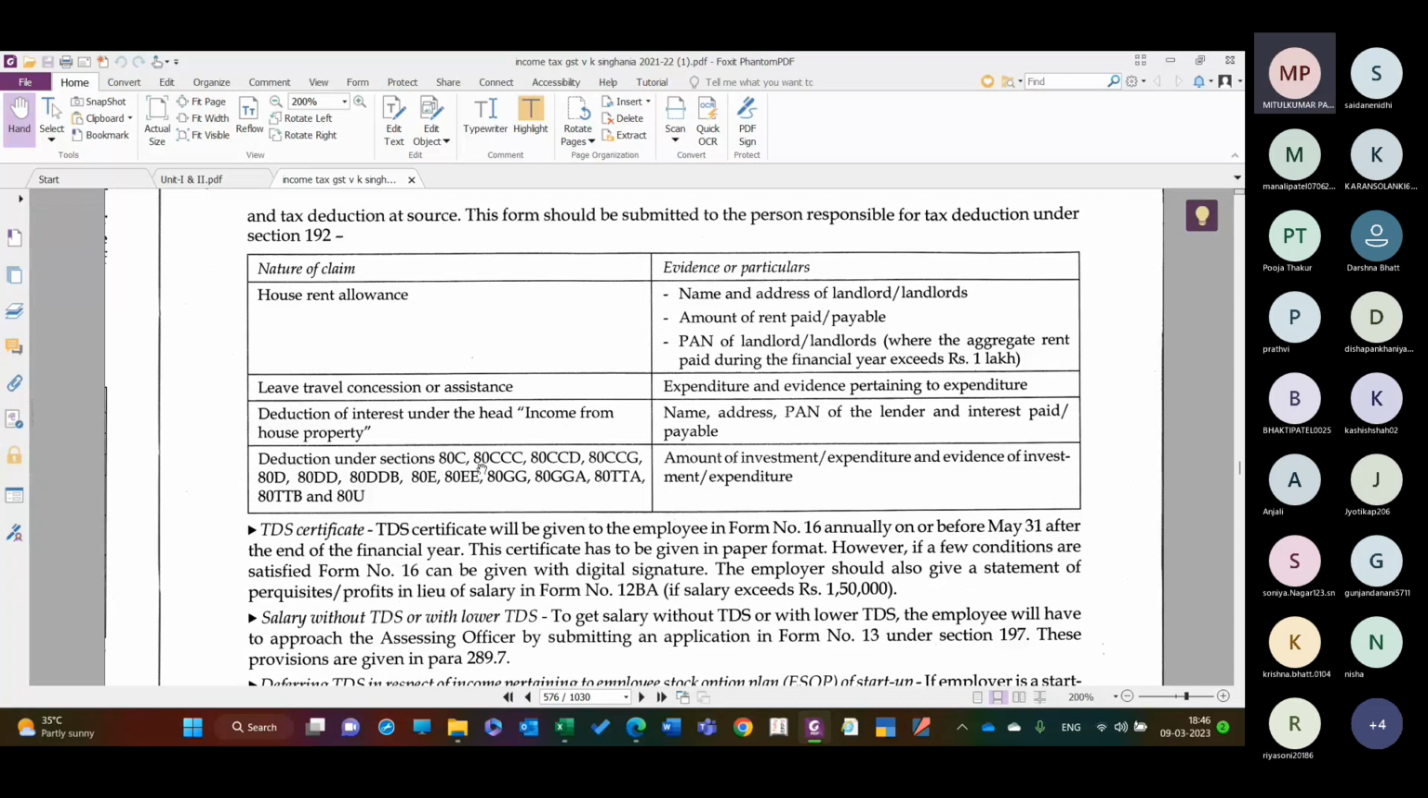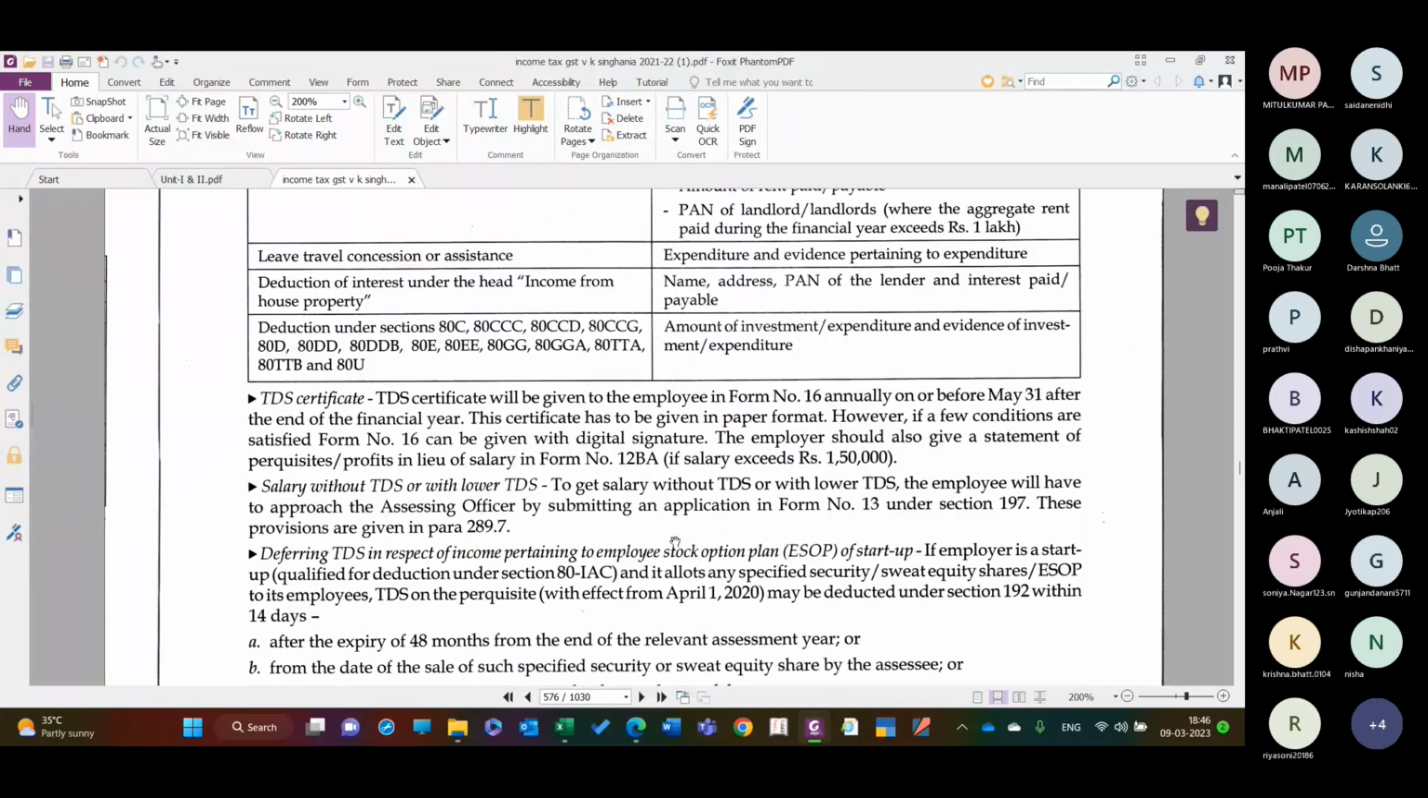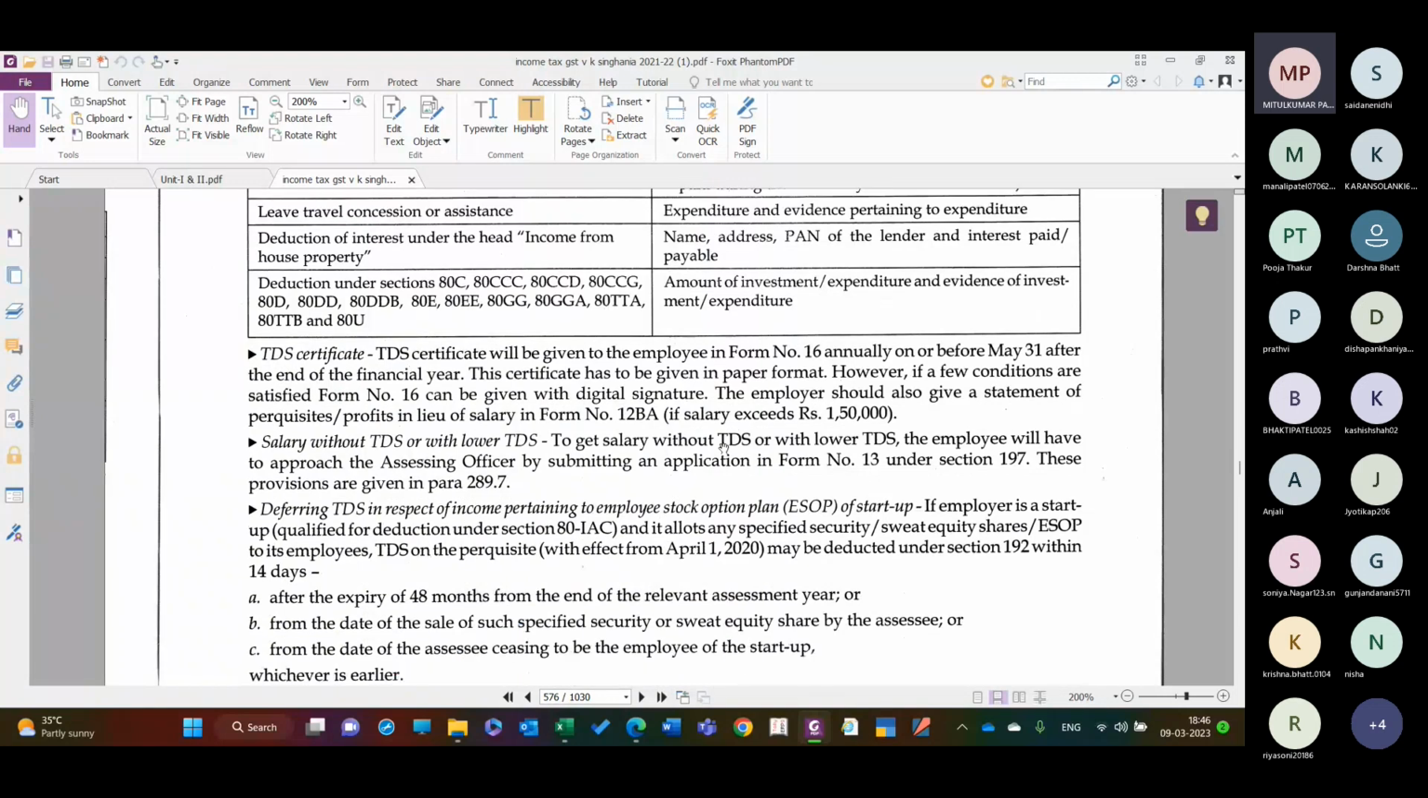और आप किसी भी सेक्शन में डिडक्शन क्लेम करते हो, 80C, 80CCC, 80CCD, 80D, 80U, whatever the deductions, the proof of it, right. ये सारी चीजें आपको सबमिट करनी पड़ेंगी और based on that, if it is valid, the employer will consider and allow you the deduction, and then on the rest of the amount, the employer will deduct the TDS.